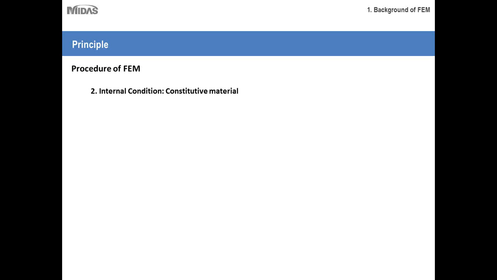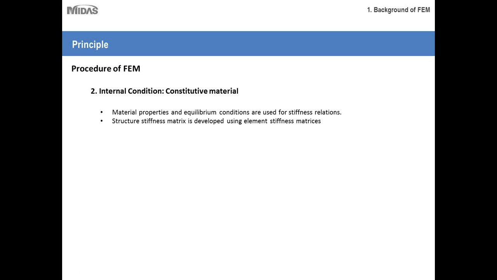So let's recap the complete flow of the process. When you are defining the constitutive material model, you have to apply the material properties and define the equilibrium conditions that are used for stiffness relations. And when these ingredients are placed in composition, the structure stiffness matrix is developed using the element stiffness matrices.